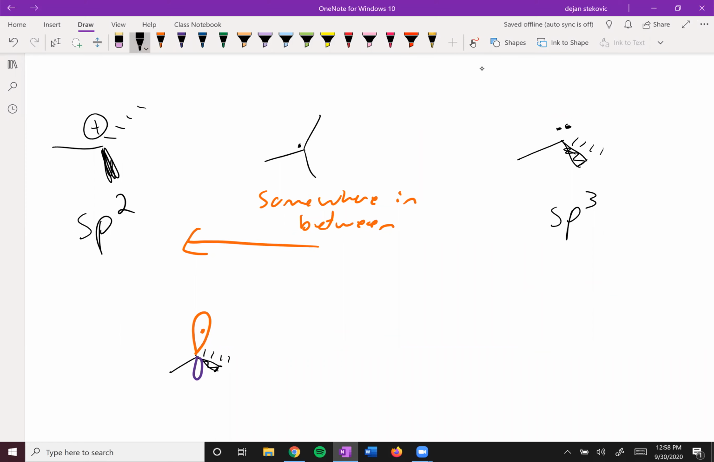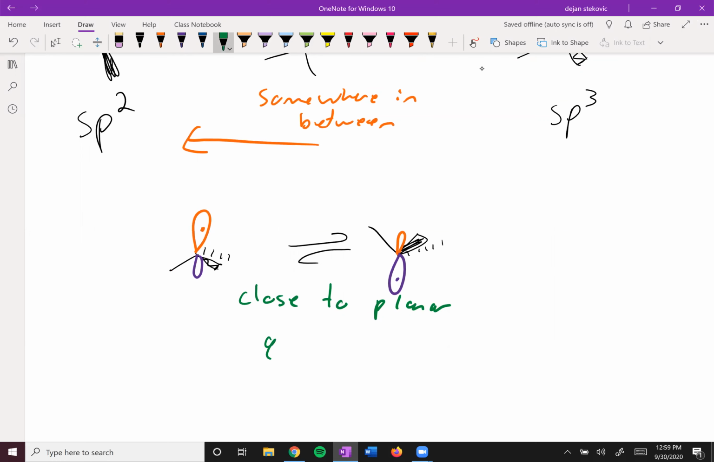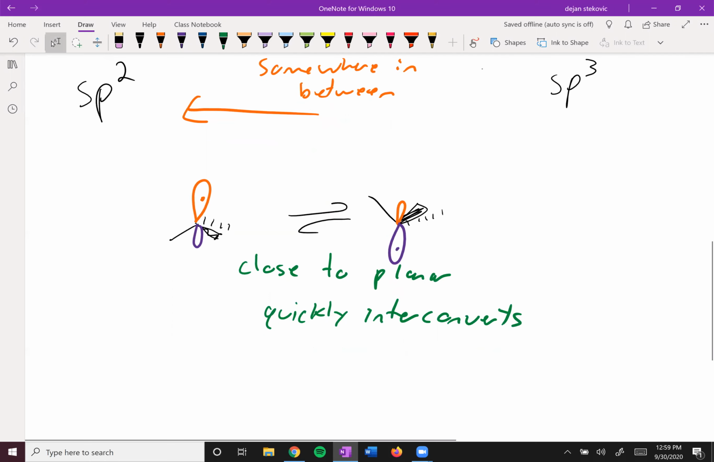Draw this little orbital there. However, it can interconvert, flip, and flop back and forth very easily, similar to what nitrogen does. So it's very close to planar. It's not exactly planar, but it's pretty close. And it quickly interconverts. And so what that means is that we have no stereochemistry here. If your original substrate did have stereochemistry and you turned it into a radical, you delete out any of your stereochemistry. So if you start off with all R product and then you did some kind of radical reaction, you'd end up with some kind of racemic mixture.